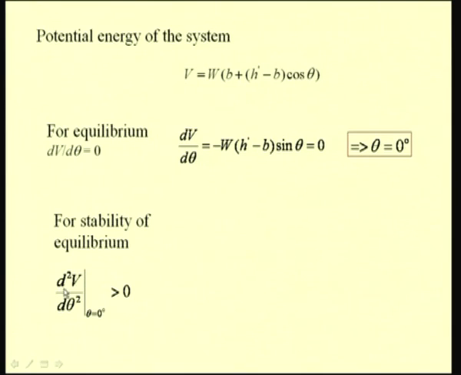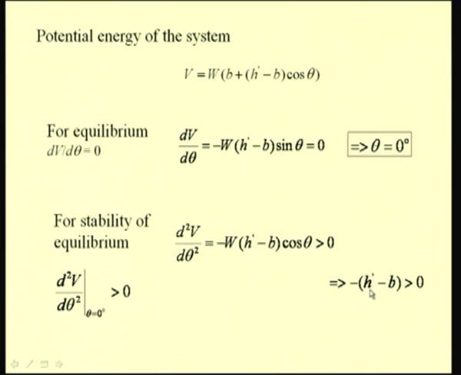Now, let us see the stability of equilibrium, which can be analyzed by seeing the sign of this quantity, that is d square V by d theta square. So, at theta equal to 0, that is this equilibrium position, we have to see if the sign of this is greater than 0 for the equilibrium to be a stable equilibrium, or if you want to derive the condition, we have to put the condition that the second derivative has to be a positive quantity. So, the second derivative is the differentiation of this again, which is minus W times (h prime minus B) times cos theta, and this has to be greater than 0.